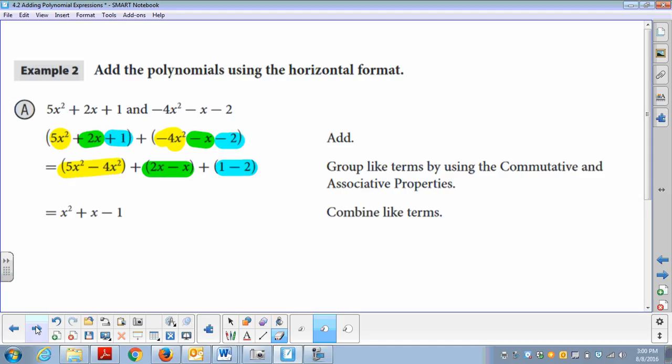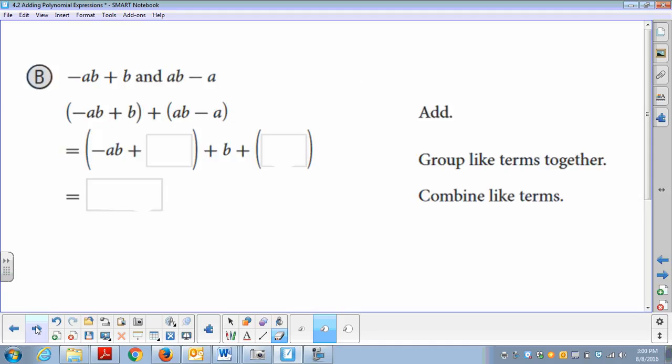Let's go ahead and take a look at this next example. Okay, this one's kind of complicated because they didn't give you any numbers to go with your variables, but you can still tell like terms from one another. So, for example, we've got a negative AB plus B and AB minus A. Well, the only like terms are this negative AB and this positive AB, and the B and negative A are not going to be like terms. So we're going to group them together. So the first group here is negative AB plus AB. So this will be AB here.